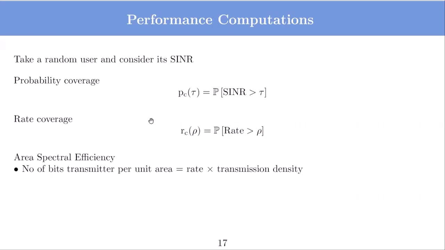Same as SINR, I can also compute rate, and rate is also a random variable, so I can talk about the distribution of rate, which is known as rate coverage. So rate coverage is nothing but the probability that a rate would be more than some threshold rho. Other parameters are given as area spectral efficiency, which is the number of bits transmitted per unit area, given by rate into transmission density. We'll talk more about this performance computation later. But you will see that most cases start with computing the SINR.